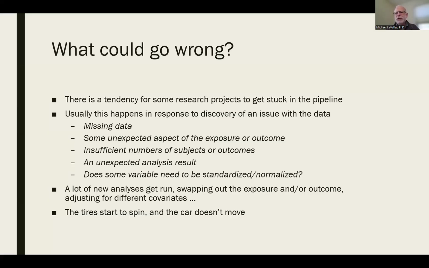And usually this happens in response to some discovery of an issue with the data. It could be there's a lot more missing data in places that were unanticipated. It could be that there's something that wasn't really expected about the exposure or the outcome that is discovered and creates some challenges. It could turn out that even though we're usually working with large data sets, by the time you winnow things down, if you've got an unusual exposure or an unusual outcome, you really don't have enough subjects that actually qualify to do the analysis you'd like. It can also come from some kind of reversal of direction or some other unexpected analysis result. And we also often run into questions about, oh, should we standardize or normalize this variable when we're sort of knee deep in the analysis already?